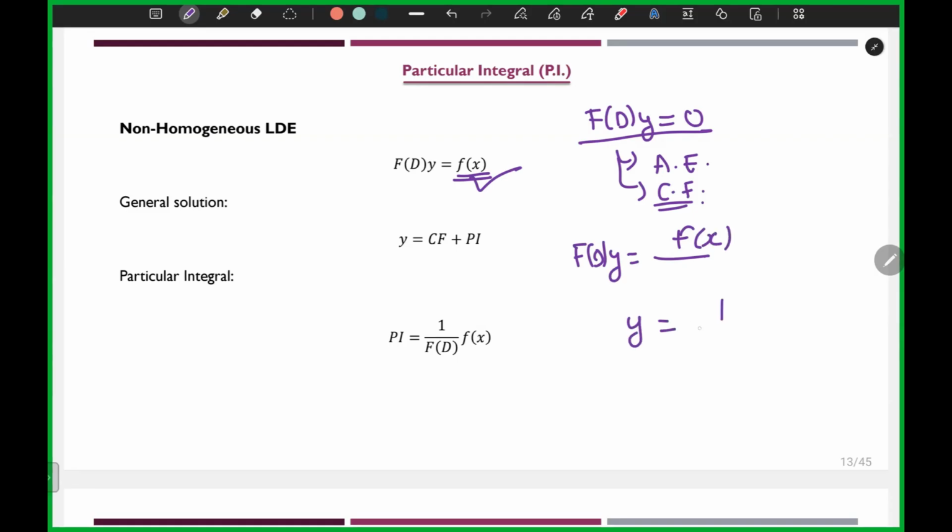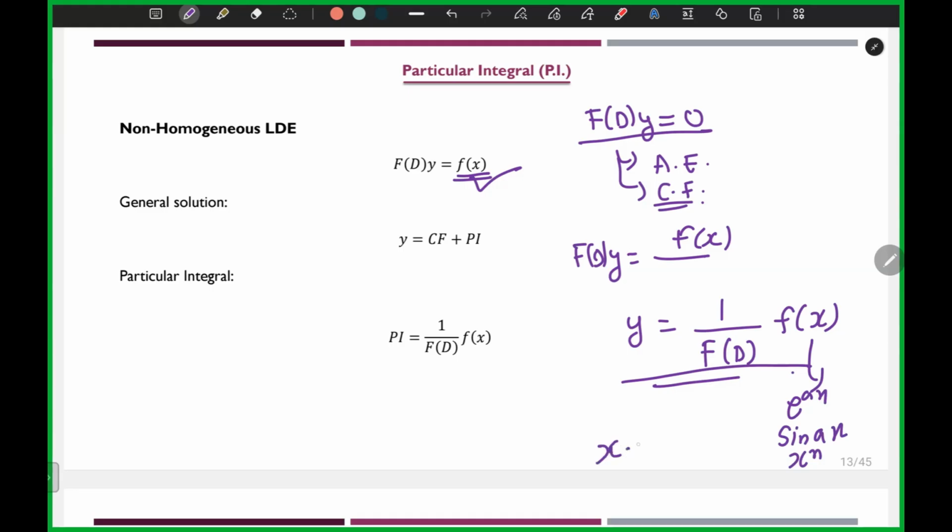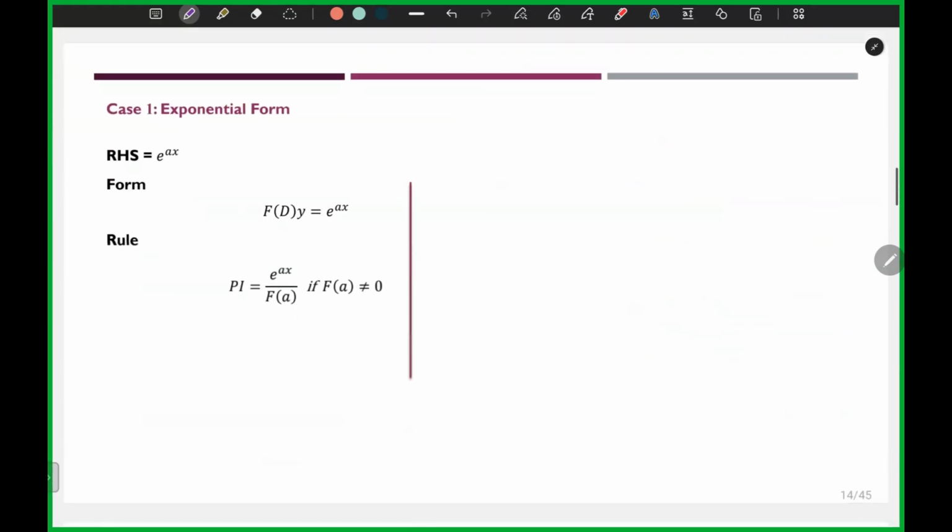What we have to do is operate this operator, 1 over f(D), on f(x) in this way. There are methods for when our function f(x) is of the form exponential, sin ax, x to the power n, or some x times some function of x. We will look over these in the next slides.